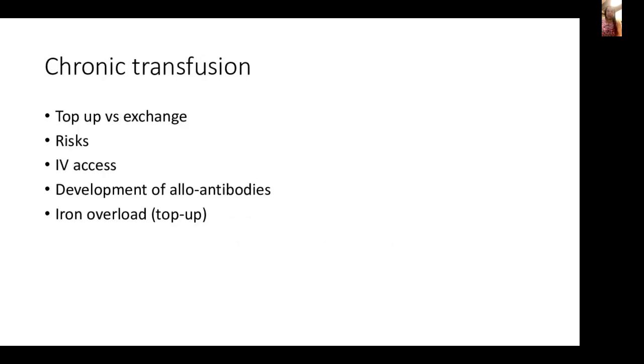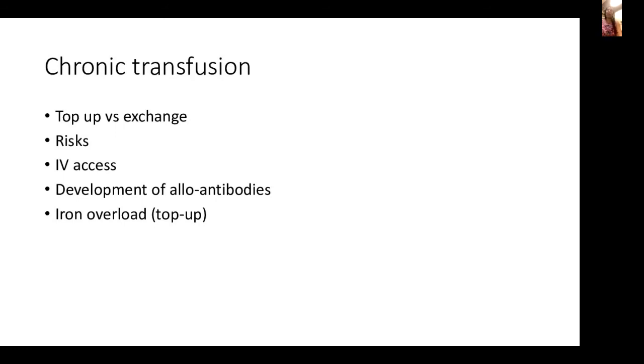So just a few considerations with chronic transfusions. Things we think about are top-up versus exchange. We prefer exchange because you're taking out blood, you're not just topping it up, so there's less iron overload. But the risks are that you have to get IV access, like a VasCath, and the veins have to be big enough to accommodate that.